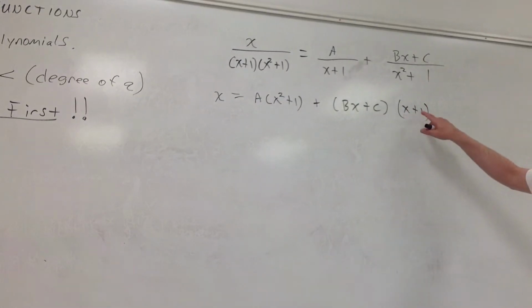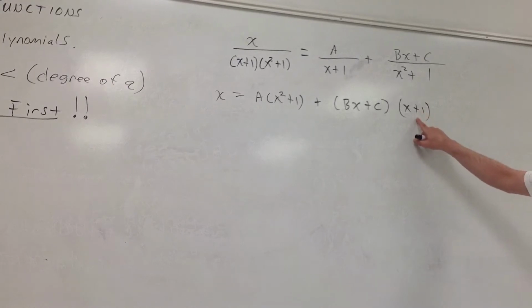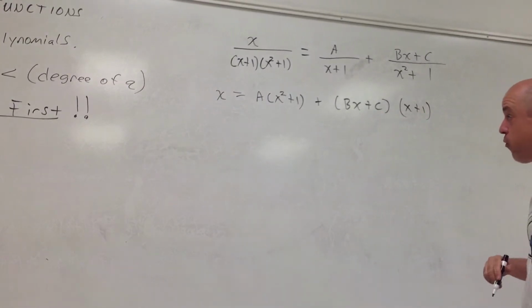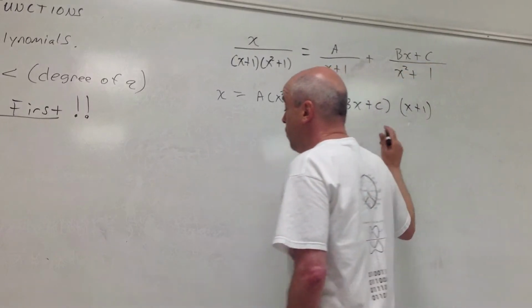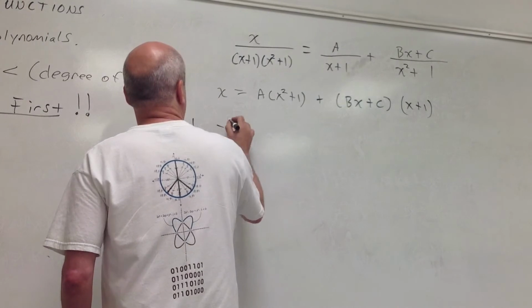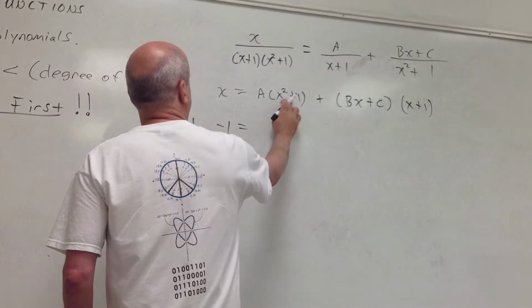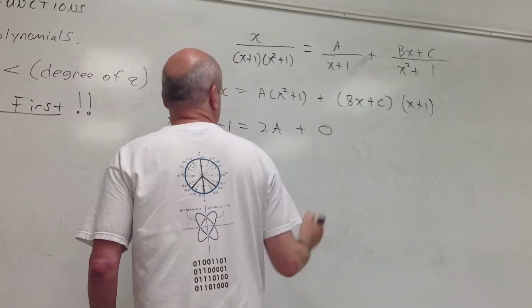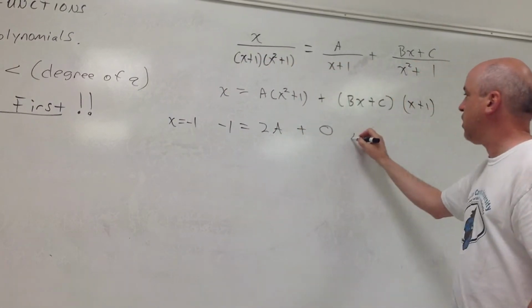But x equal negative 1 is still a good choice. It will make all this go away, and I should get one of the letters for free here. So I'm going to start with x equal negative 1. I'll get negative 1 on the left. Negative 1 squared plus 1, that's going to be 2 times a plus nothing. So we get that a is negative a half.